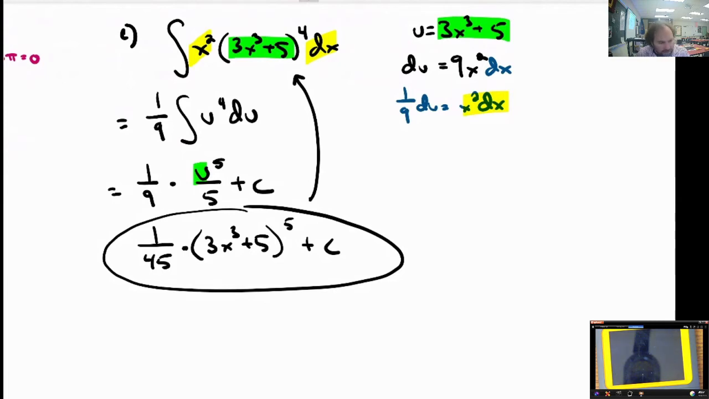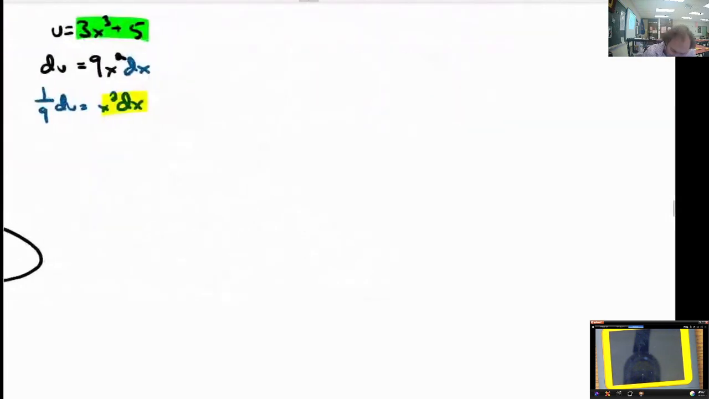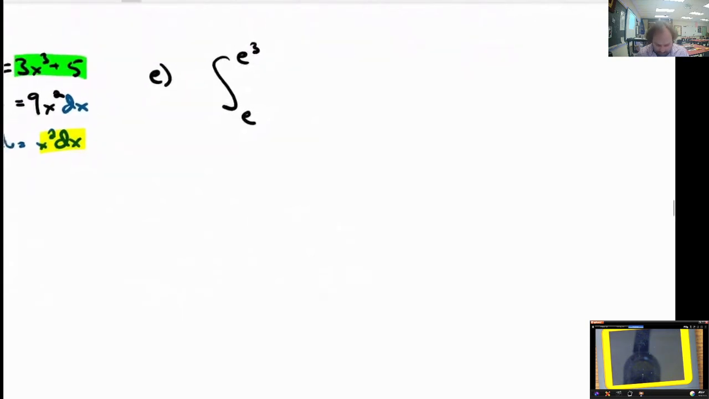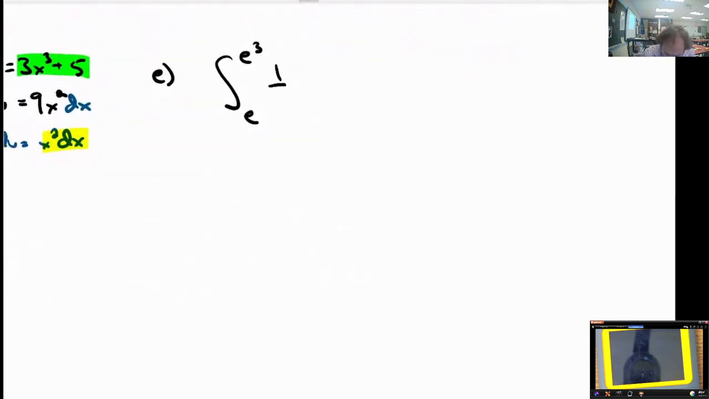We're not going to do d. We are going to look at e really fast because it's another easy one. E is the integral from e to the third power. I hate that a lot. But it's a pretty simple u substitution problem because it's 1 over x times natural log of x dx.